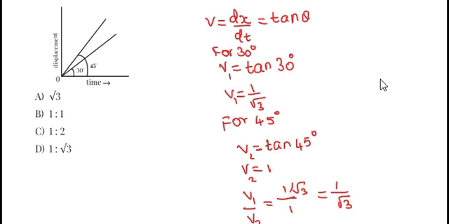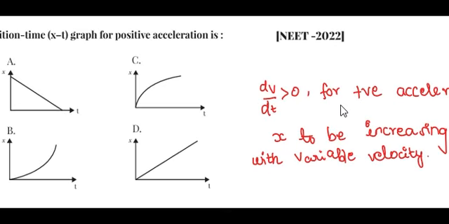In this question, the displacement versus time graph is given. So the angles are 30 degrees and 45 degrees with the x-axis as shown in the figure. The ratio of the respective velocities we need to find. v is equal to dx by dt, that is equal to tan theta. For 30 degrees, v1 is equal to tan 30 degrees. So v1 is equal to 1 by root 3. For 45 degrees, v2 is equal to tan 45 degrees, so v2 is equal to 1. So v1 is to v2 is equal to 1 is to root 3.